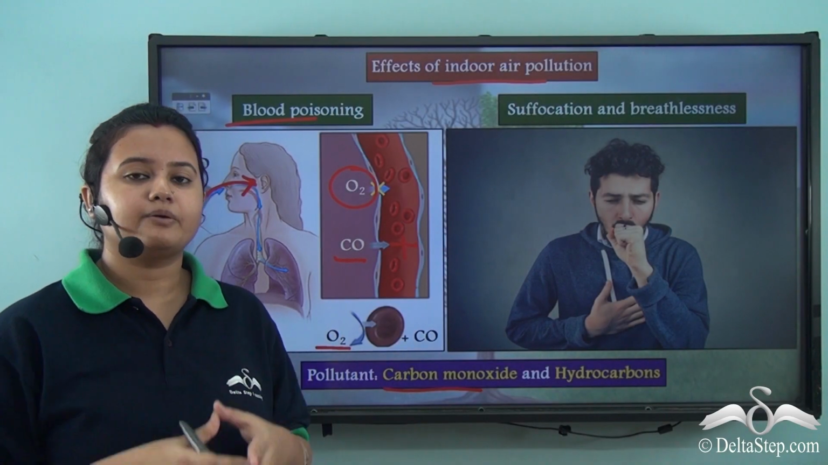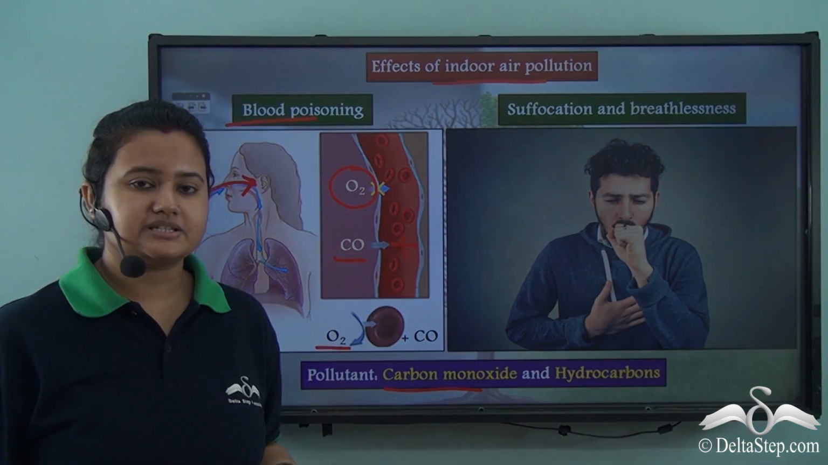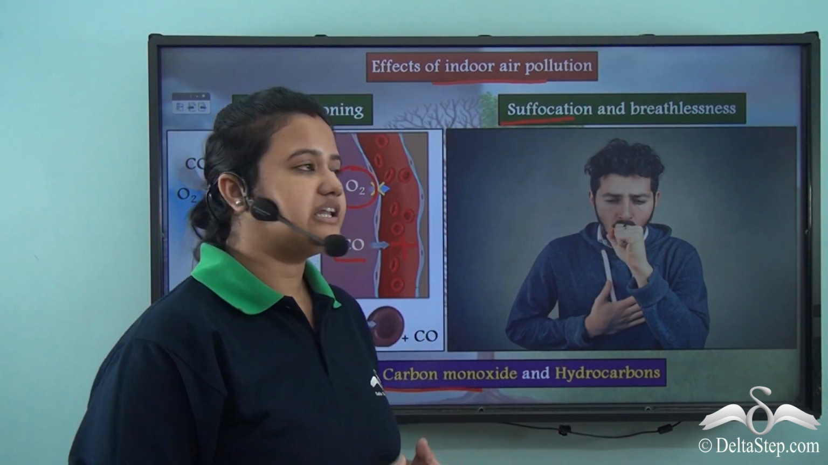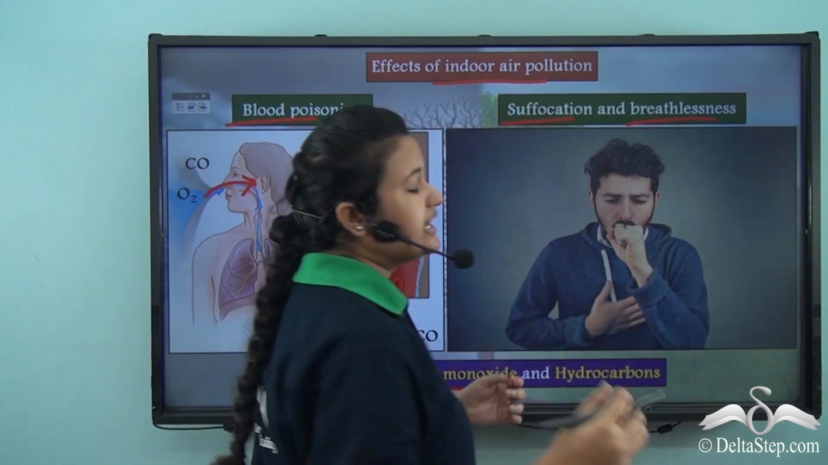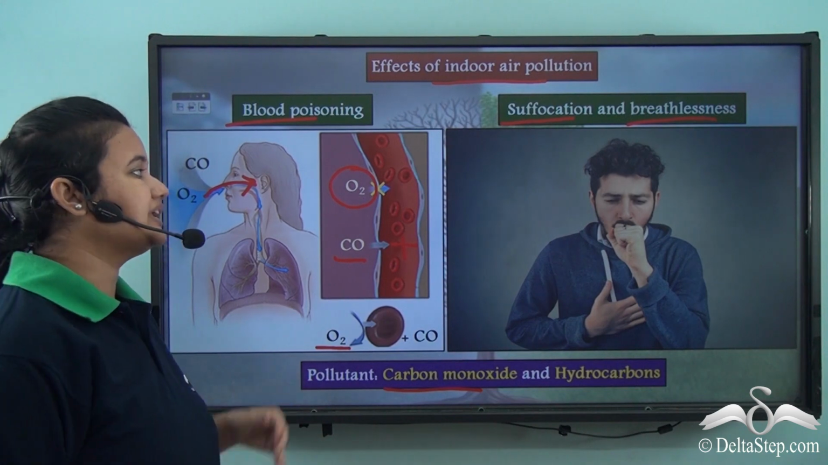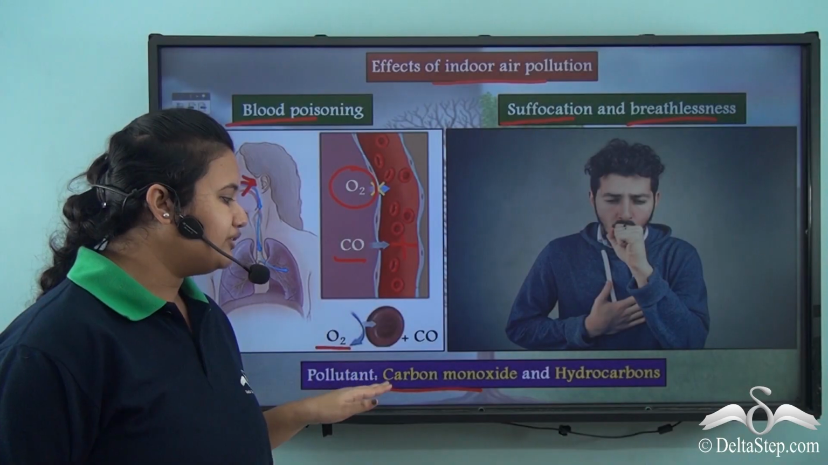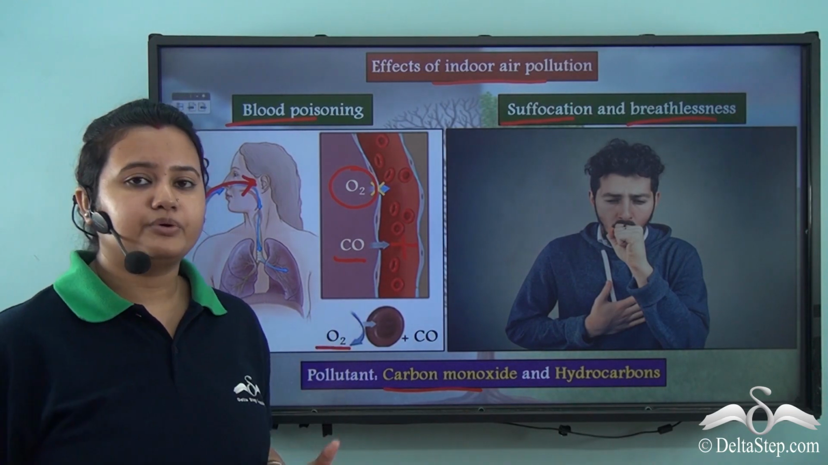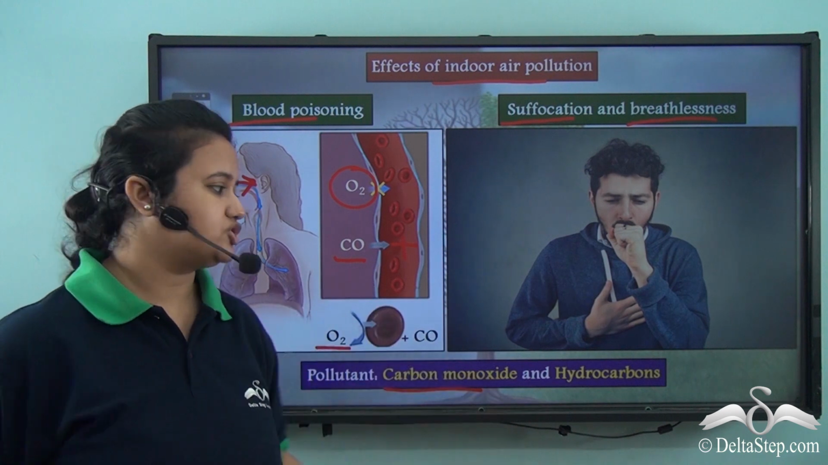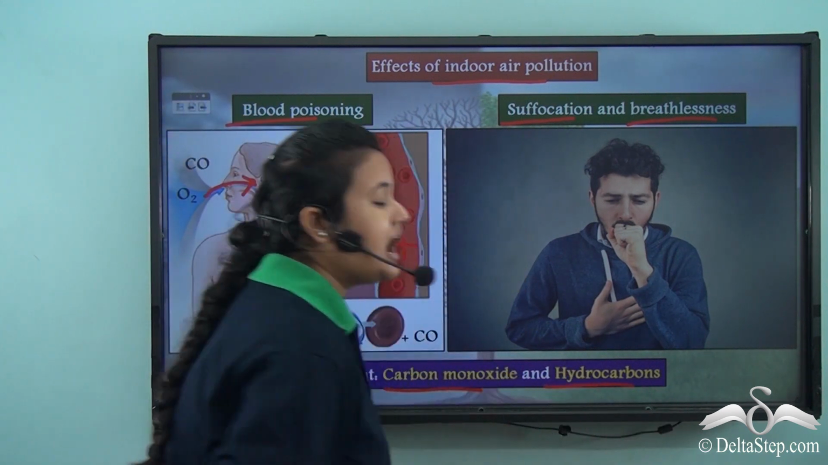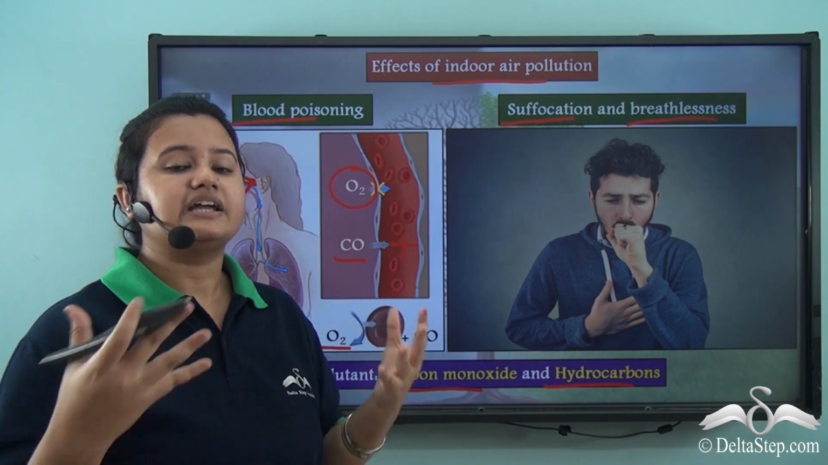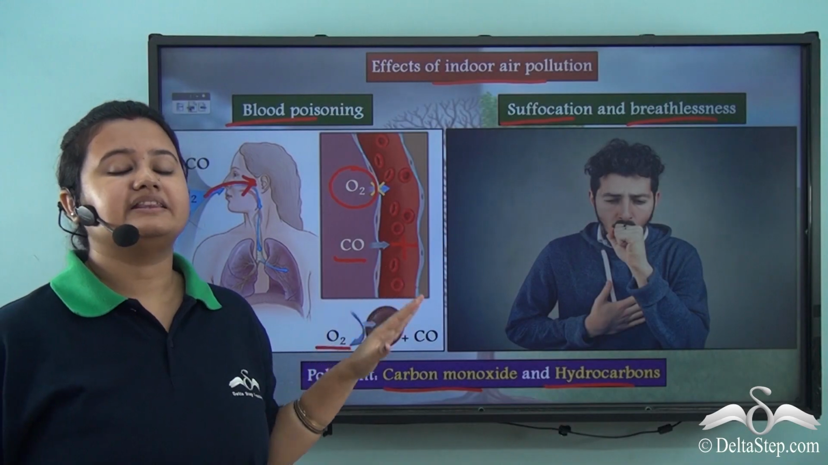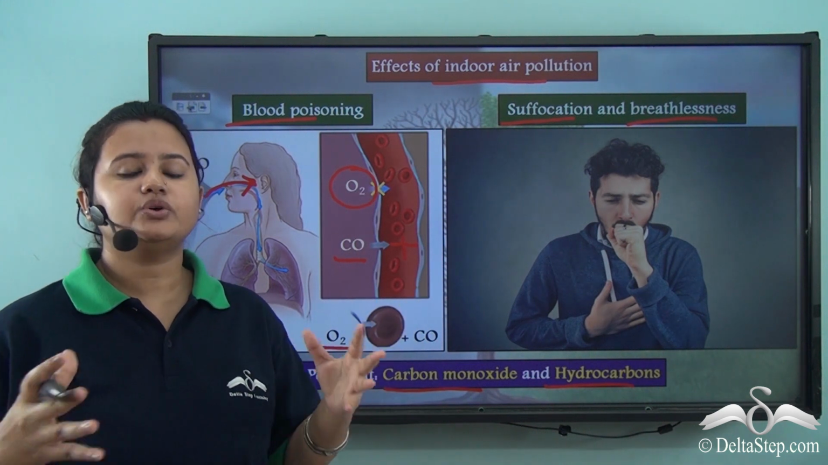So the oxygen carrying capacity of blood reduces. As a result, a person may feel suffocated. It can even lead to breathlessness due to inadequate supply of oxygen in blood. Now, apart from carbon monoxide, another major air pollutant produced during indoor air pollution is hydrocarbons. Hydrocarbons can also cause dizziness and shortness of breath in human beings. So, these are the harmful effects of indoor air pollution.